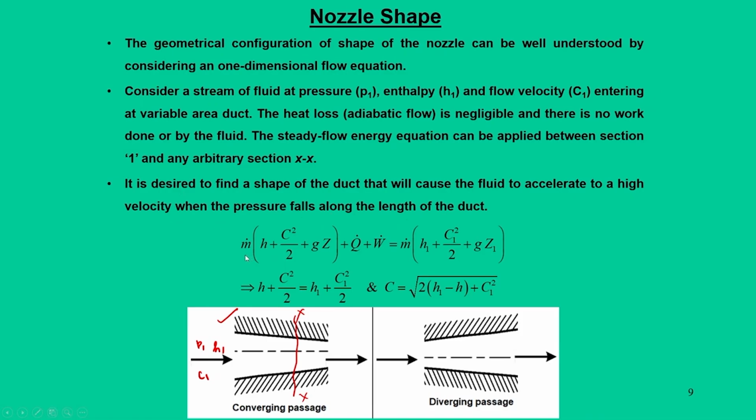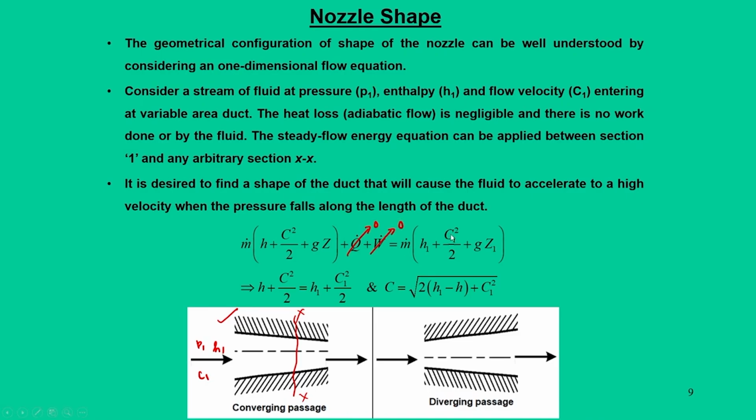For that reason, we consider the steady flow energy equation, where the total energy at the inlet stage is m times (h plus c square by 2 plus gz), that means enthalpy plus kinetic energy of the flowing fluid plus the elevation, then heat transfer and work transfer. For the time being, we are going to neglect the heat transfer and work transfer terms.